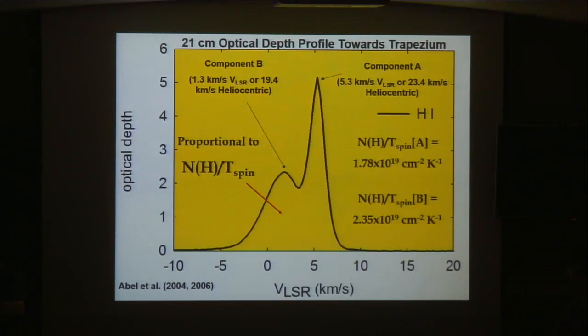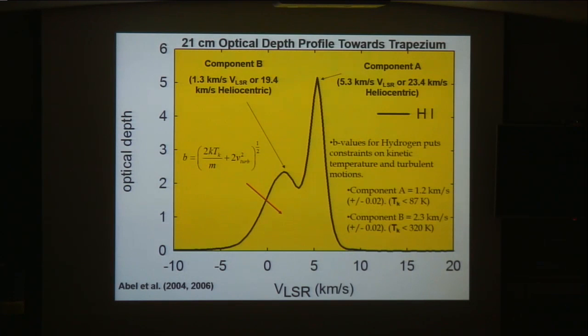Now, since we have line profiles, we can also talk about the velocity widths. And that can give us constraints on the kinetic temperature. If we assume that all the broadening was due to thermal broadening, not a very good approximation, but at least it gives us upper limits on what the temperature can be. For the narrow component, we have 87 Kelvin, and for the broader component, the temperature can be a little bit higher. So any model we construct has to make sure the temperature is below that.